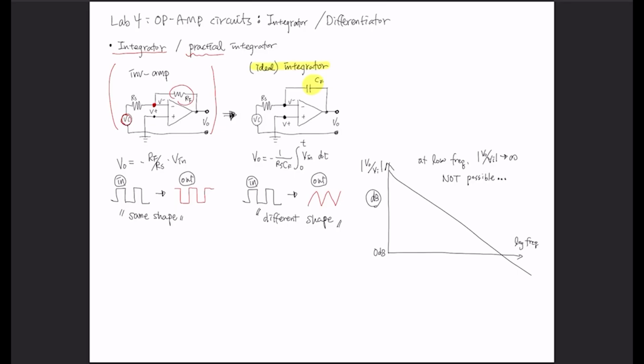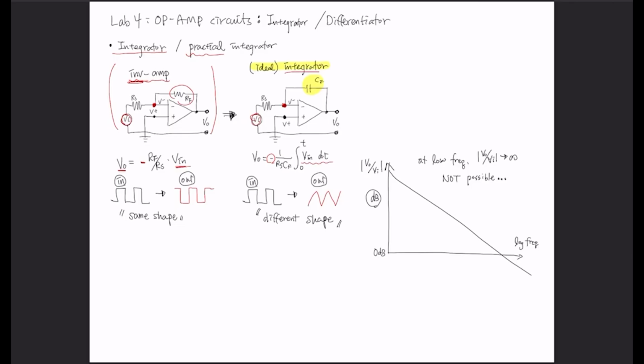Previously in the inverting amplifier, your output was negative RF over RS times your VIN, and in your integrator it's going to be 1 over negative, because this is still based on an inverting amplifier. Your input is feeding into the negative input. There's a negative sign there, 1 over RS CF times the integration of your input.